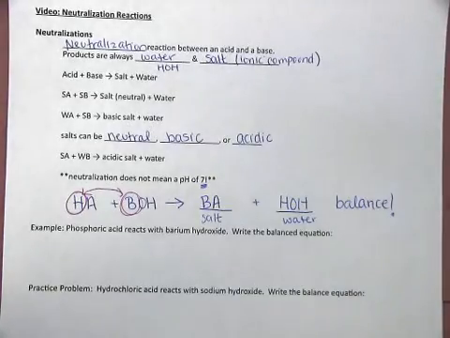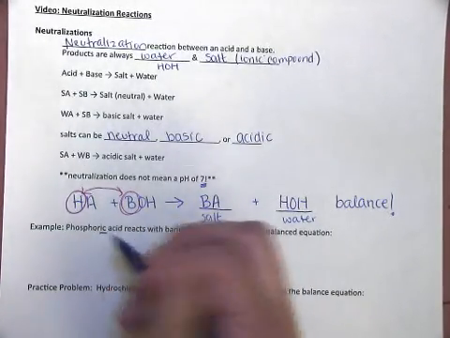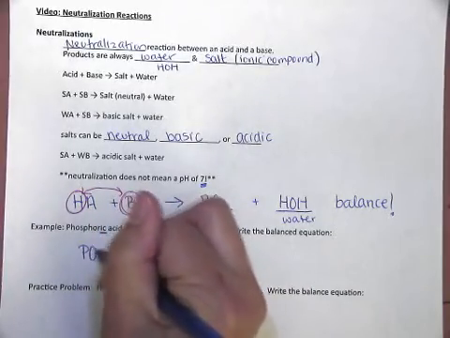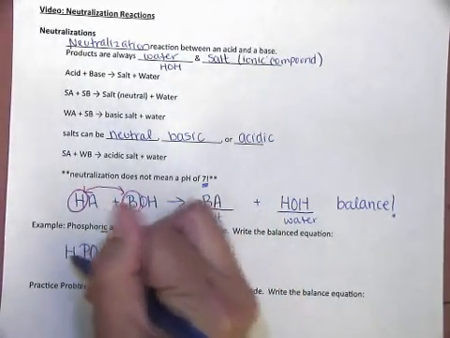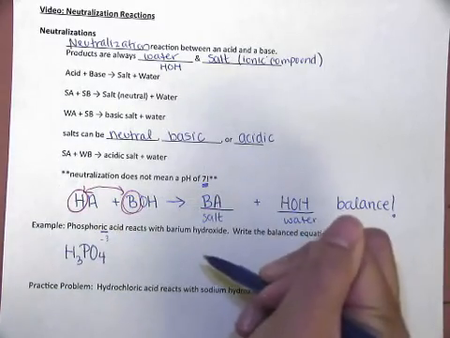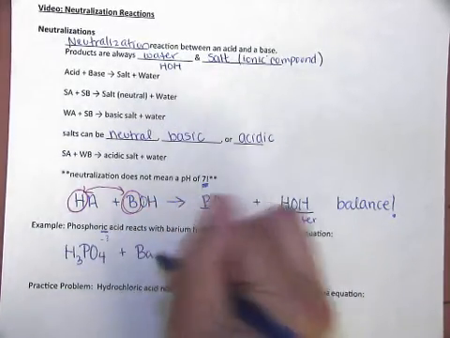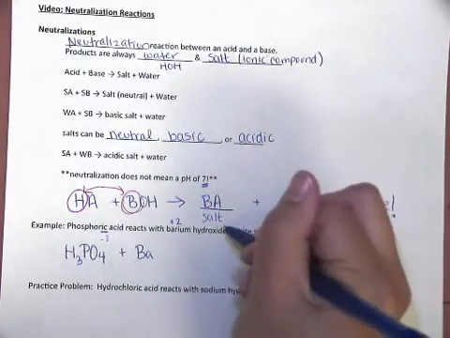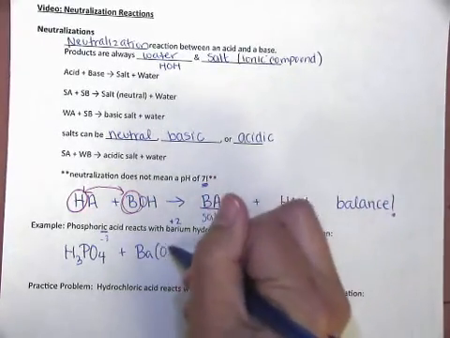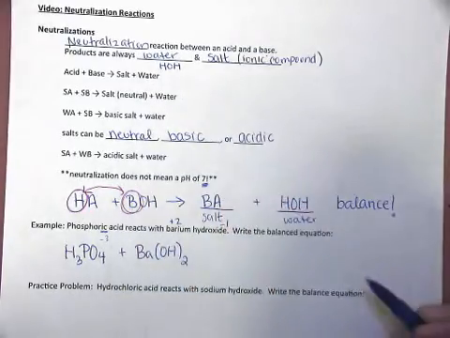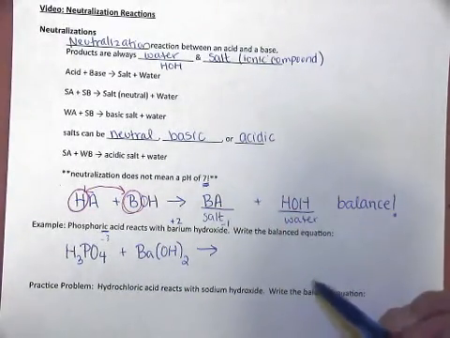So let's do an example. Phosphoric acid ends in IC, so it came from phosphate. Phosphate is PO4, that -3 charge. This means I have 3 hydrogens on the front. It reacts with barium hydroxide. Barium has a charge of +2, hydroxide of -1, so they switch down. So I get Ba(OH)2.